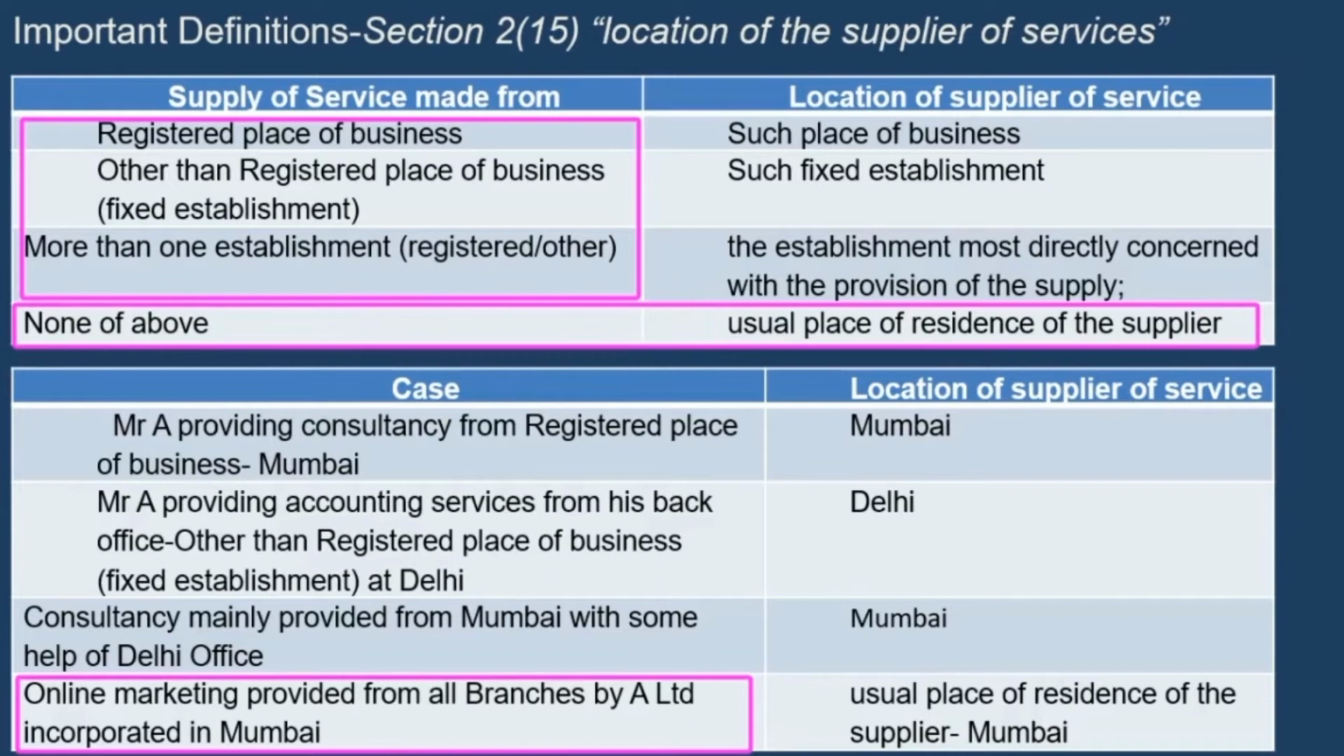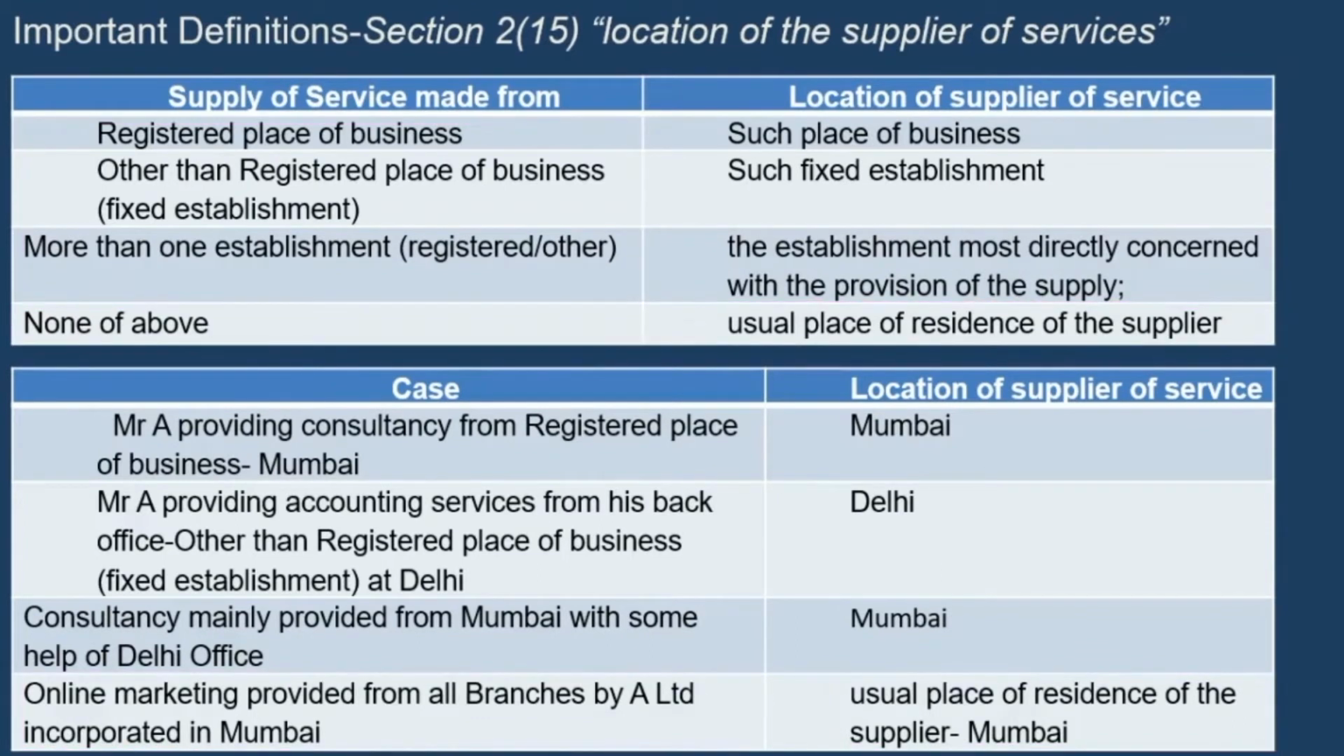And in none of the above cases, it is the usual place of residence of the supplier. So usual place of residence, in case of an incorporated entity like A Limited, will be the incorporated office, Mumbai. So location of supplier in this case is Mumbai.